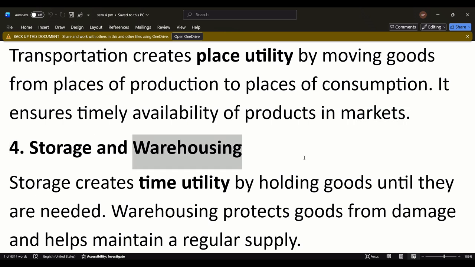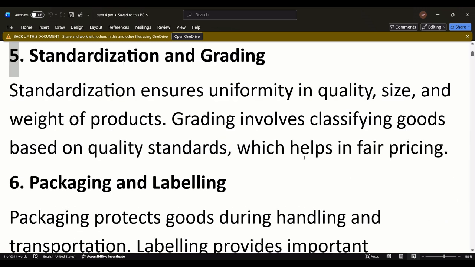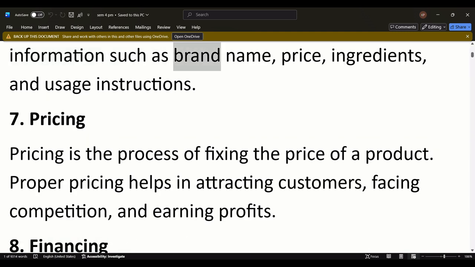4. Storage and warehousing. Storage creates time utility by holding goods until they are needed. Warehousing protects goods from damage and helps maintain a regular supply. 5. Standardization and grading. Standardization ensures uniformity in quality, size, and weight of products. Grading involves classifying goods based on quality standards, which helps in fair pricing. 6. Packaging and labeling. Packaging protects goods during handling and transportation. Labeling provides important information such as brand name, price, ingredients, and usage instructions.